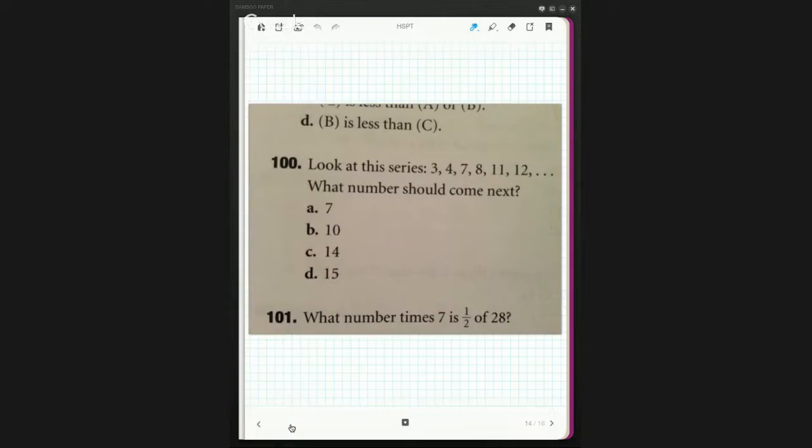Wait a minute, we already did this. We just did this one, right? This is a double.